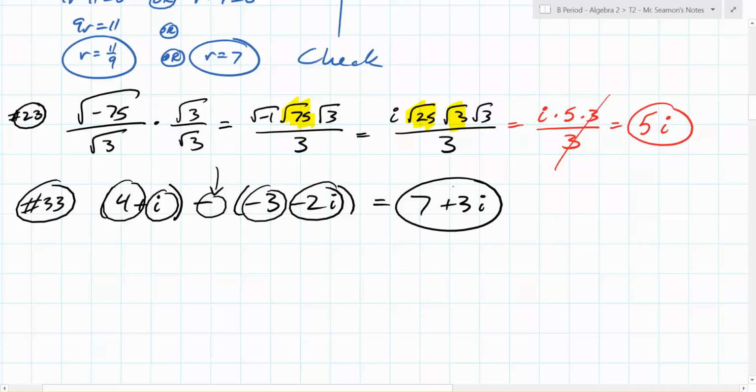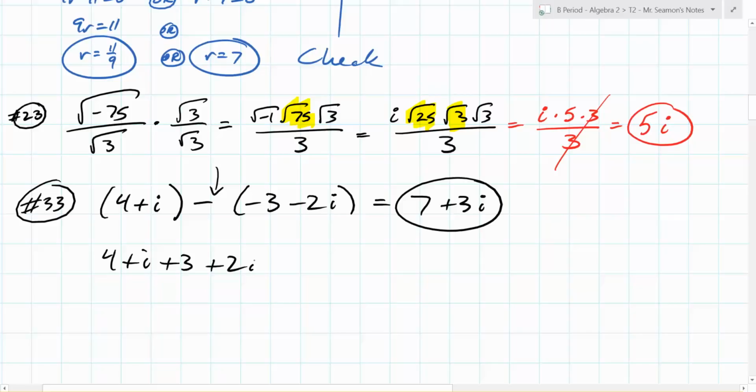There's no multiplication present. Do you see any multiplication anywhere? But normally we have to distribute the negative sign in. You could, but then you end up with the same thing. You could write it 4 plus i plus 3 plus 2i. And what do you get? The same thing.